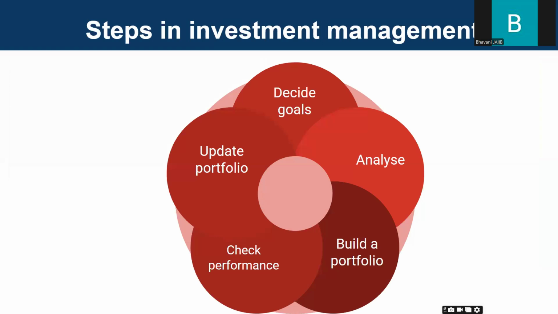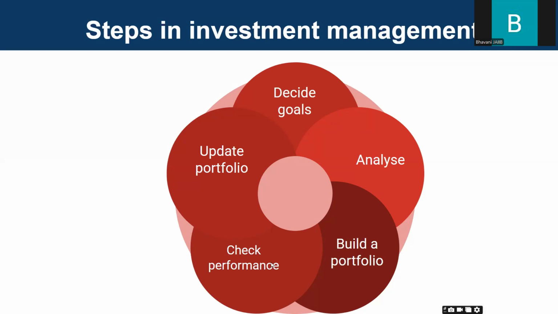Next, we will be looking at the steps in investment management. There are five clear steps. One is to define your goals or to decide your goals. Next is to analyze the particular goals or to study the different investments. Then you build a portfolio. That is, you create a portfolio, a mixture of all the investments.